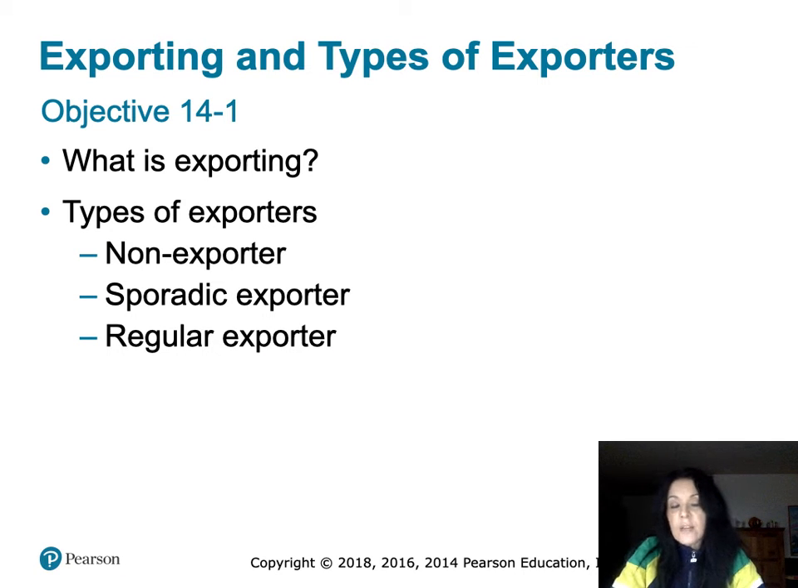And then in the third category, we have a regular exporter. Regular exporter is the type of company that aggressively pursues export sales as a productive, profitable, strategic activity in another country. So this type of exporter, which is actively pursuing exporting products to other countries, is known as a regular exporter.